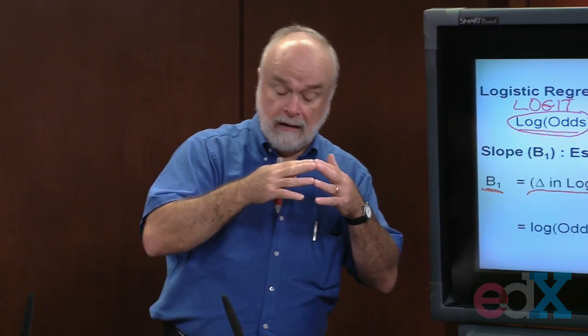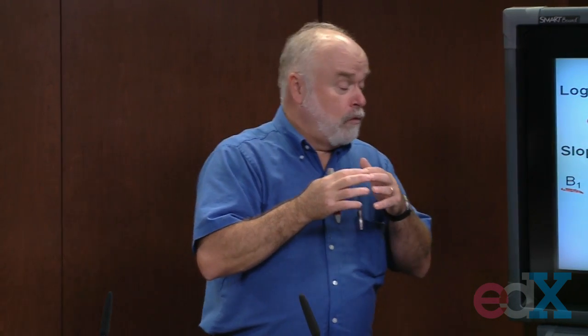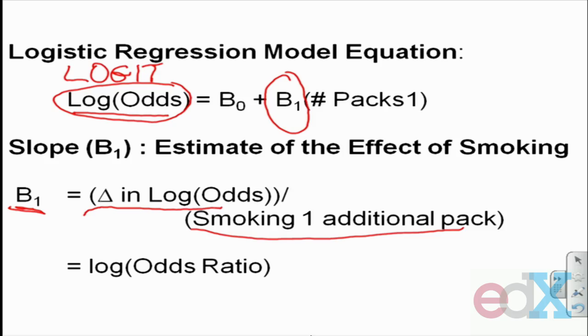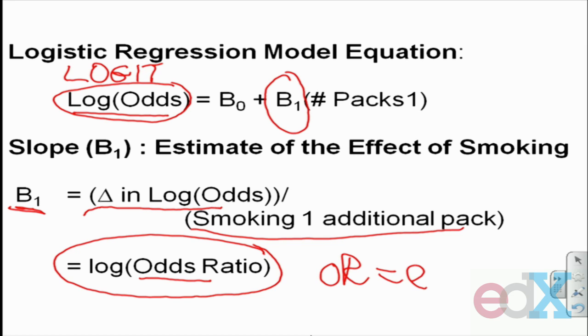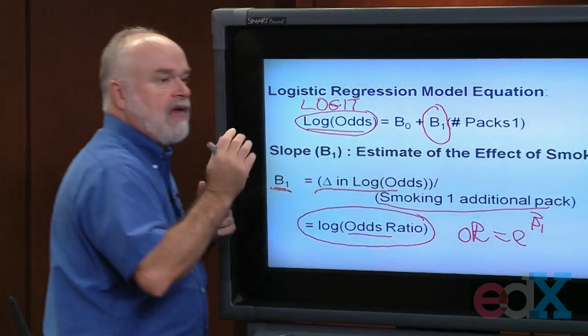And back then, when we first talked about regression coefficients as measures of association, we reviewed some basic laws of logarithms, and we said that the change in your log odds is nothing more than the log of your odds ratio. So b1 in this logistic regression model has the interpretation of being an estimate of the effect of your risk factor, packs 1 in this case, on your outcome, represented as a log odds ratio. So if we wanted to estimate the odds ratio, the odds ratio would be equal to the exponential function of b1.